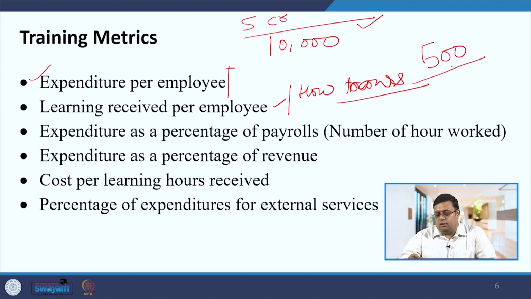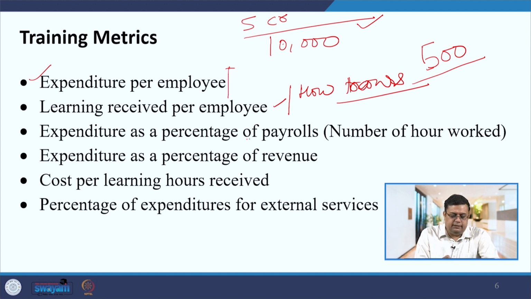So, if you divide 500 hours by the number of employees, then you will be able to understand how many hours one employee receives the training, because all employees may not participate in all training programs. Whichever training program he has participated in, you can add all those hours and then calculate the learning received per employee in hours.